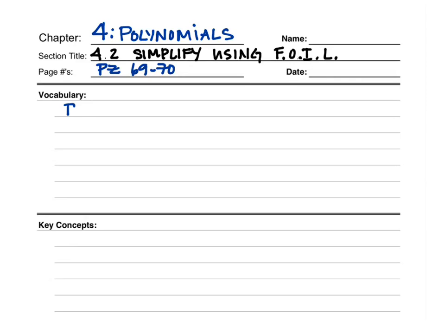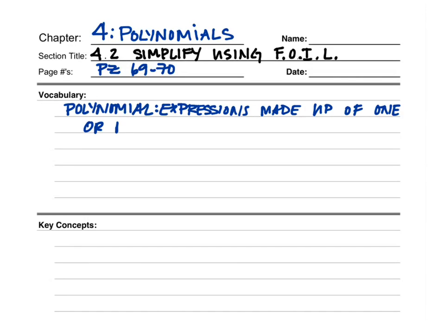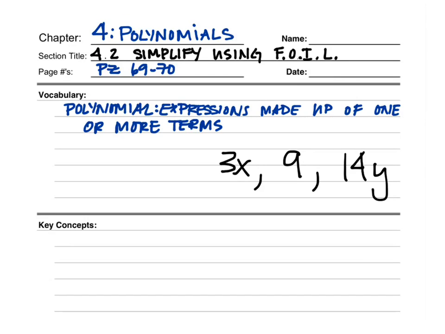Reminding ourselves that we know a polynomial is an expression which is made up of one or more terms. And we know terms are simplified expressions, so maybe 3x is a term. Another item that is a term is 9. Another item that is a term is 14y squared. Okay, these are all different terms.